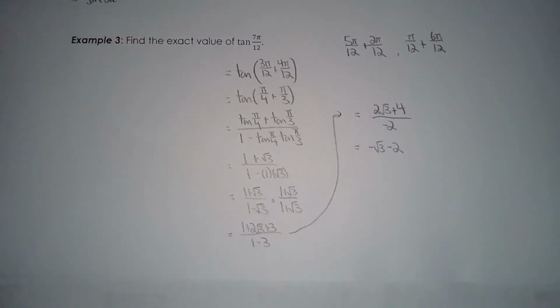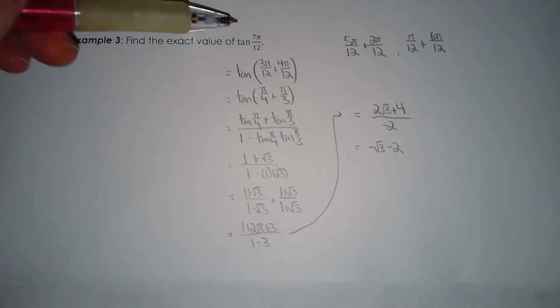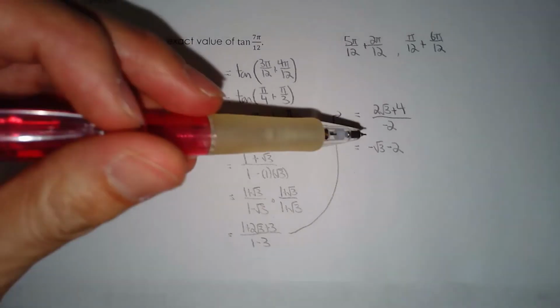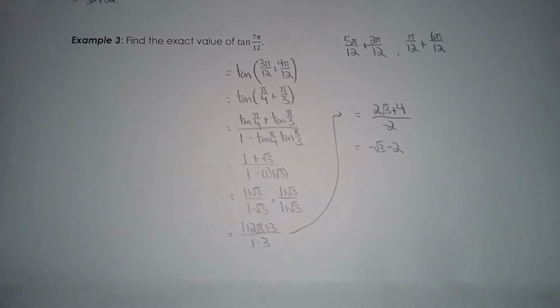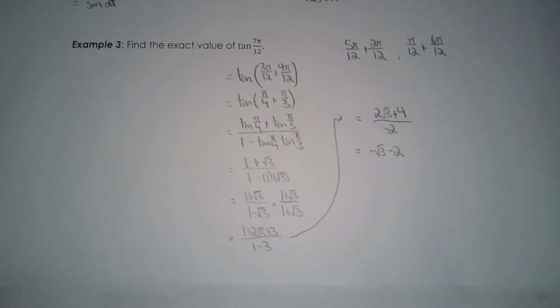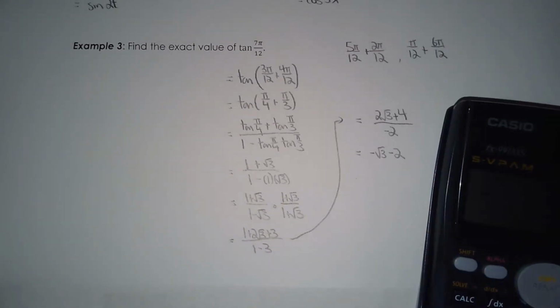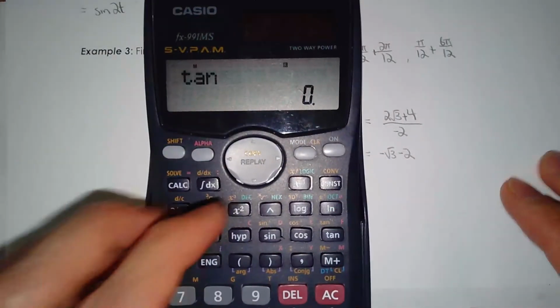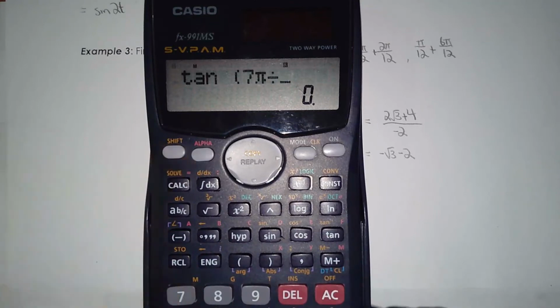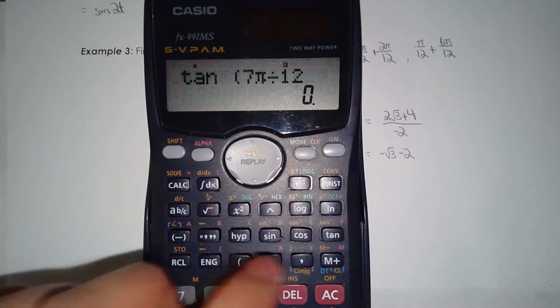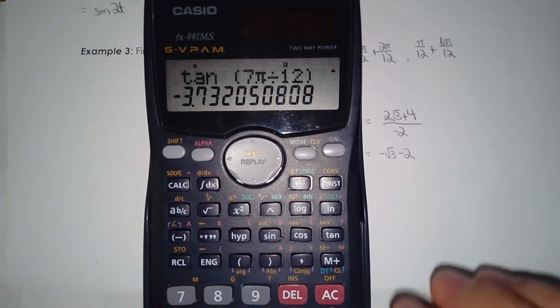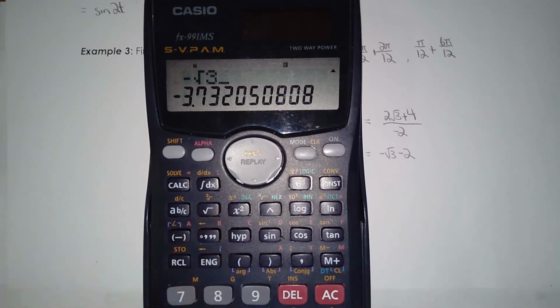Of course, you can use your calculator and check: is tan 7 pi over 12 really negative root 3 minus 2? And you know what? Let's check. Make sure it's in radian mode. Tan of 7 pi over 12. Okay, and negative root 3 minus 2. Perfect.